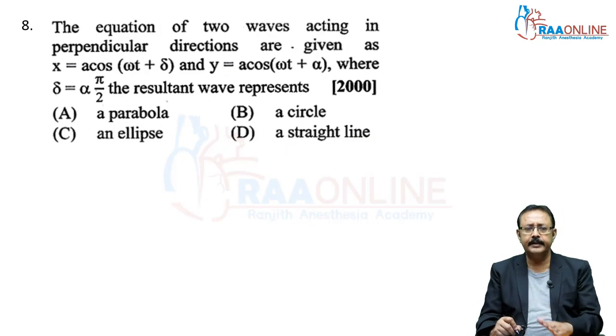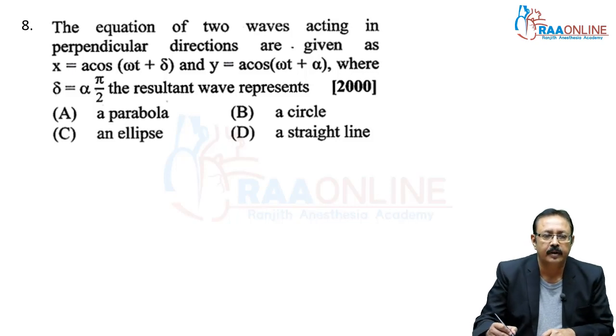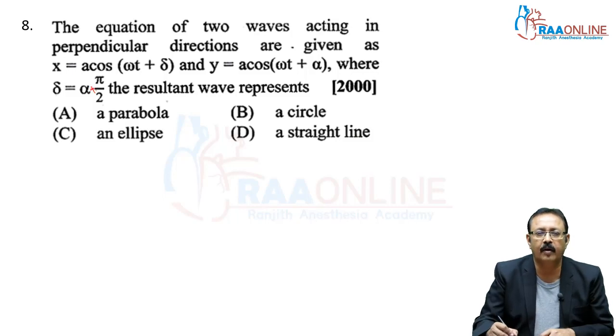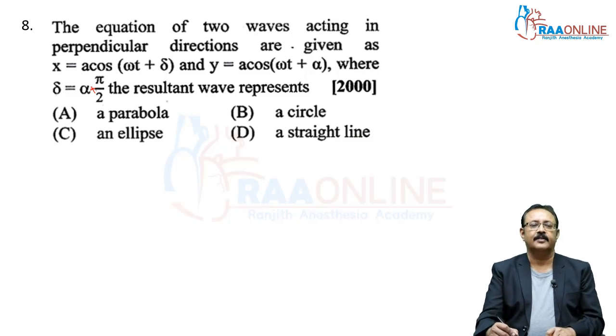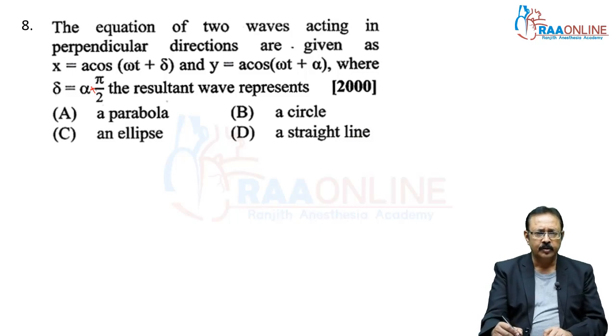Next, again the same type of problem. The equations of two waves acting in perpendicular directions are given as x is equal to a cos (omega t plus delta), y is equal to a cos (omega t plus alpha), and delta is equal to, I think it should be a misprint, it should be alpha plus pi by 2, because all are angles. So theta square cannot be equal to theta. Dimensionally we are talking about it like that. So delta is equal to alpha plus pi by 2.